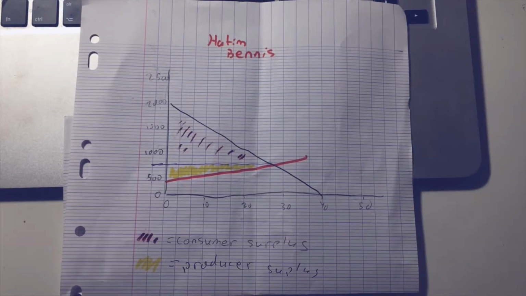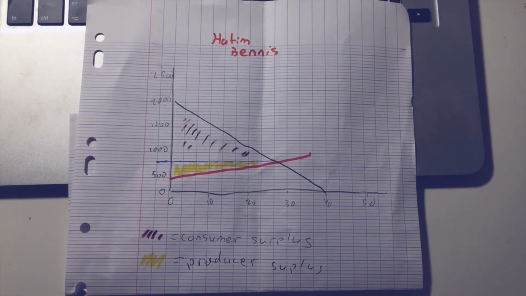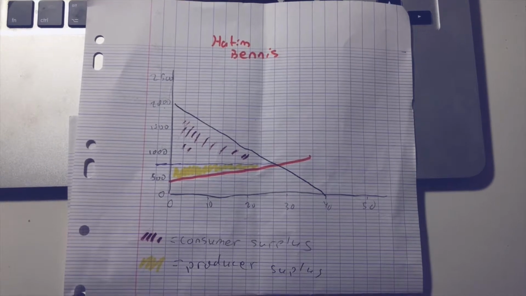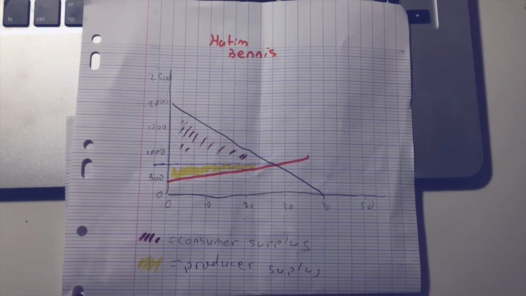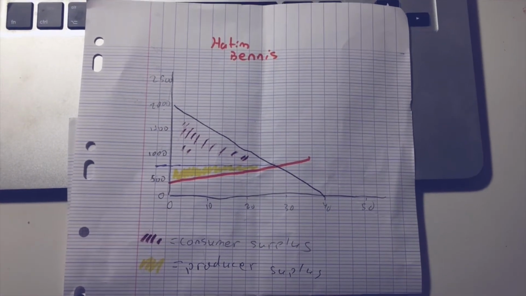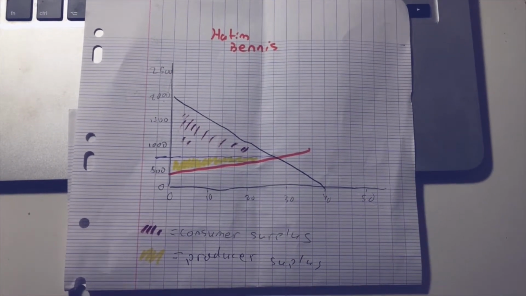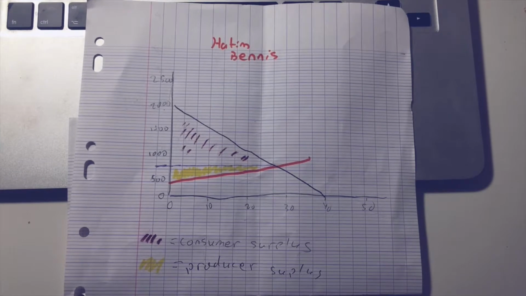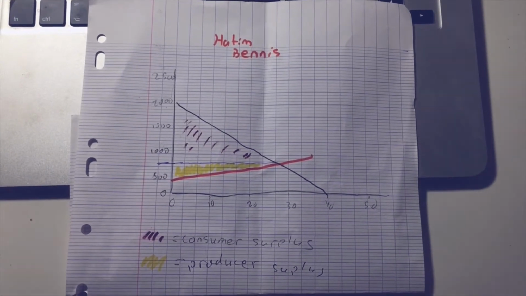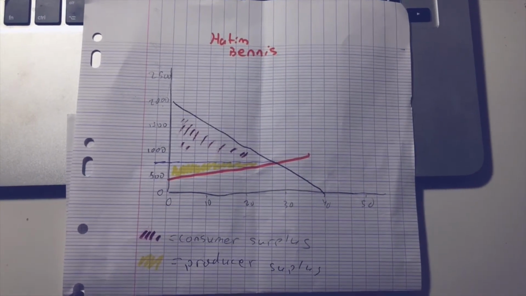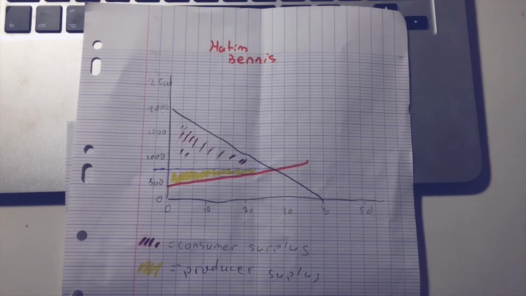As you can see in the graph, we have two shaded areas. The purple shaded area is the consumer surplus, and the yellow shaded area is the producer surplus. And you can be wondering what's the point in the middle. The point in the middle is simply where they both intersect. It's where demand equals supply. This is what we call the equilibrium point.